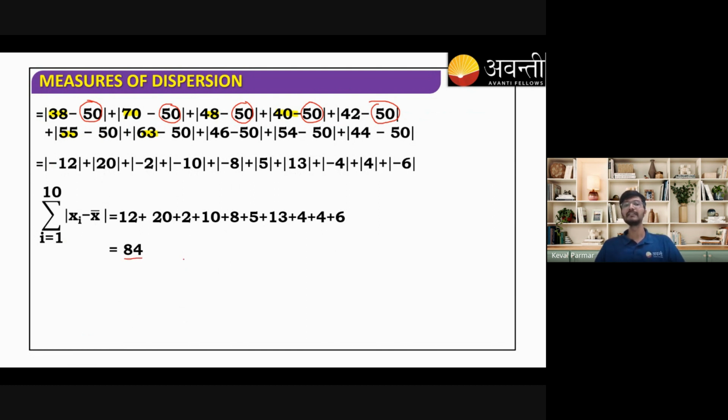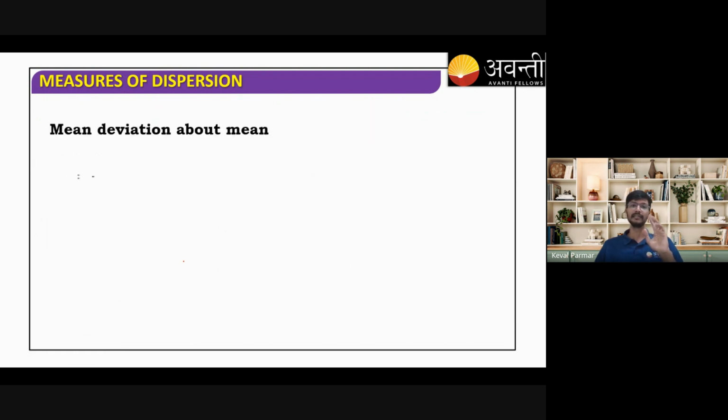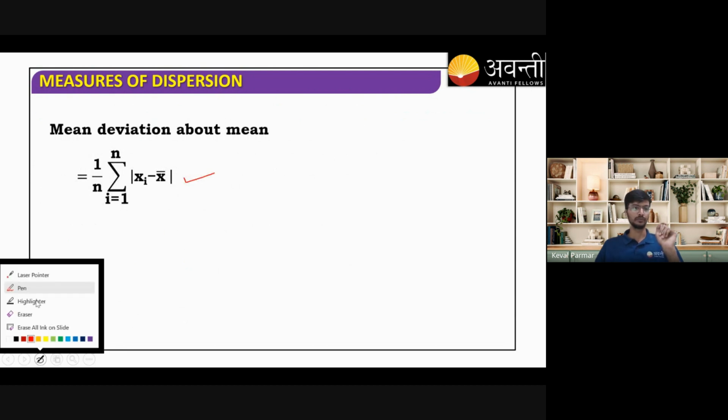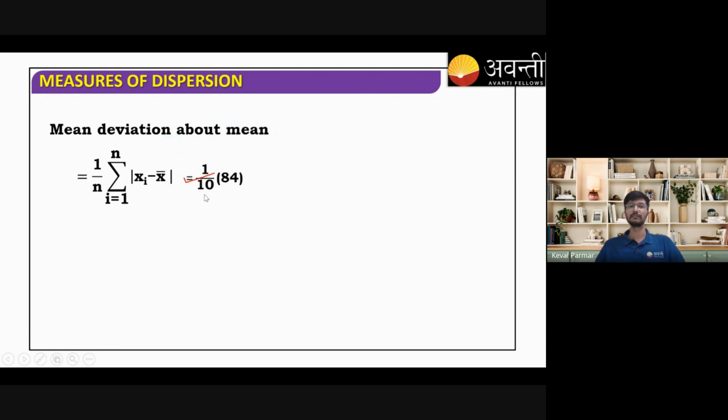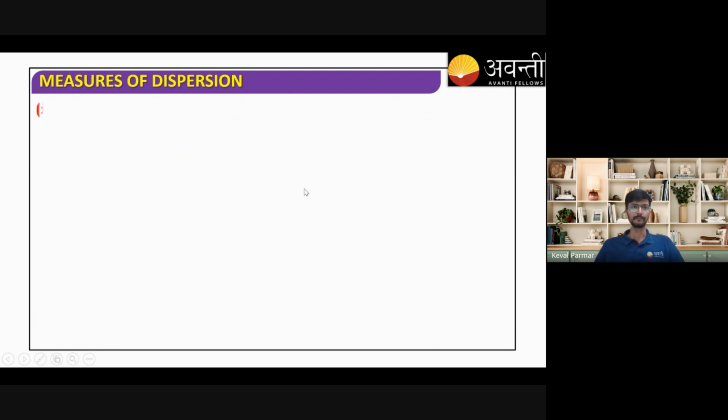For mean deviation, we have to divide this 84 by the number of observations, which is 10. If we divide 84 by 10, we get 8.4. So that is our answer. This is the formula, where n means total number of observations. So it is 1 by 10 into 84, which comes to 8.4. Let's move on to the next.